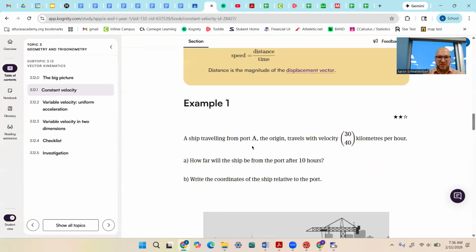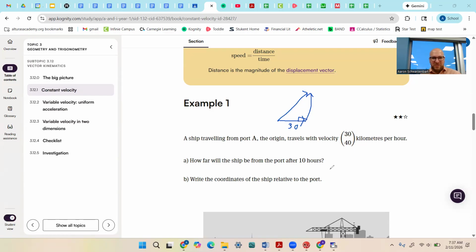So here we have a ship traveling from port A, the origin, at velocity <30, 40>. That means it's going 30 kilometers per hour this way. Your vector is like this. Well, no, not quite like that. That's not a good drawing. Like this, 30, 40. Your actual vector is the diagonal, but the components are very useful.